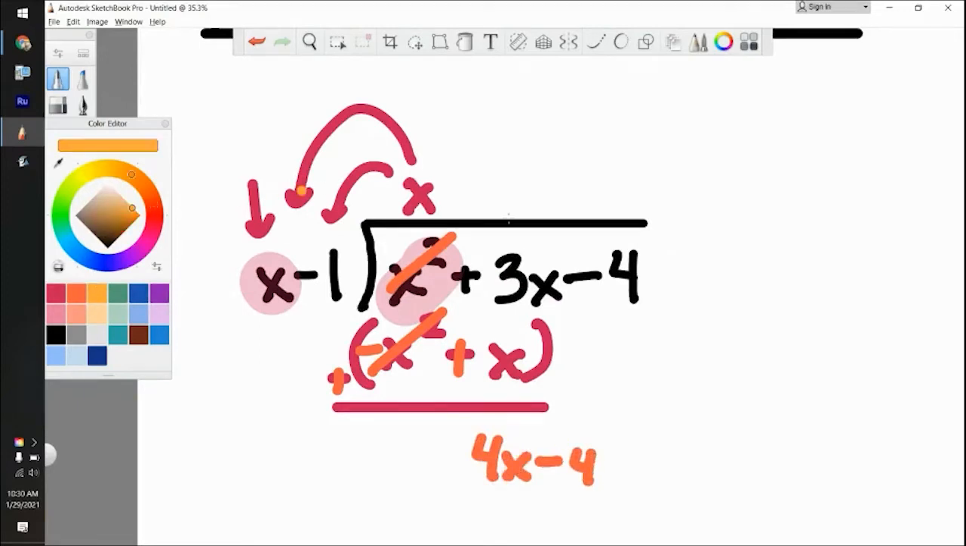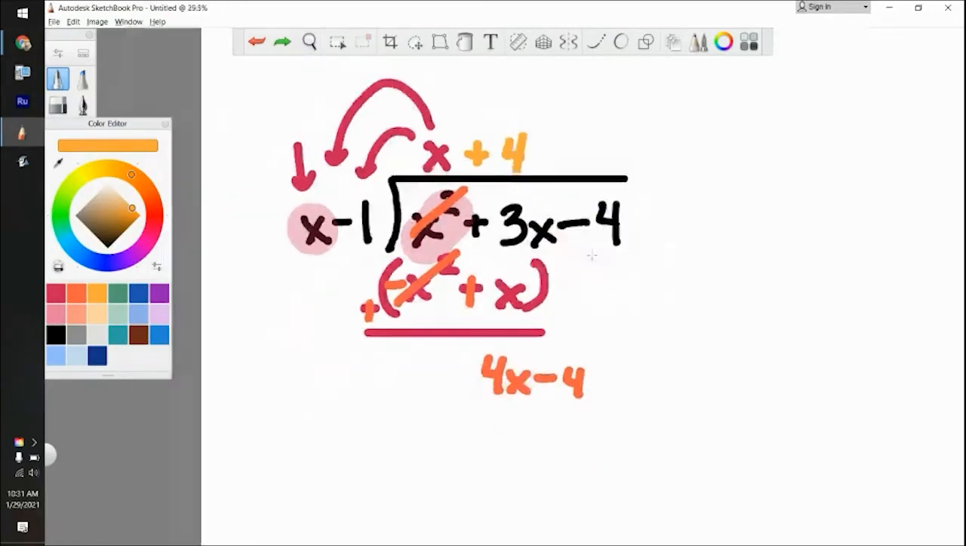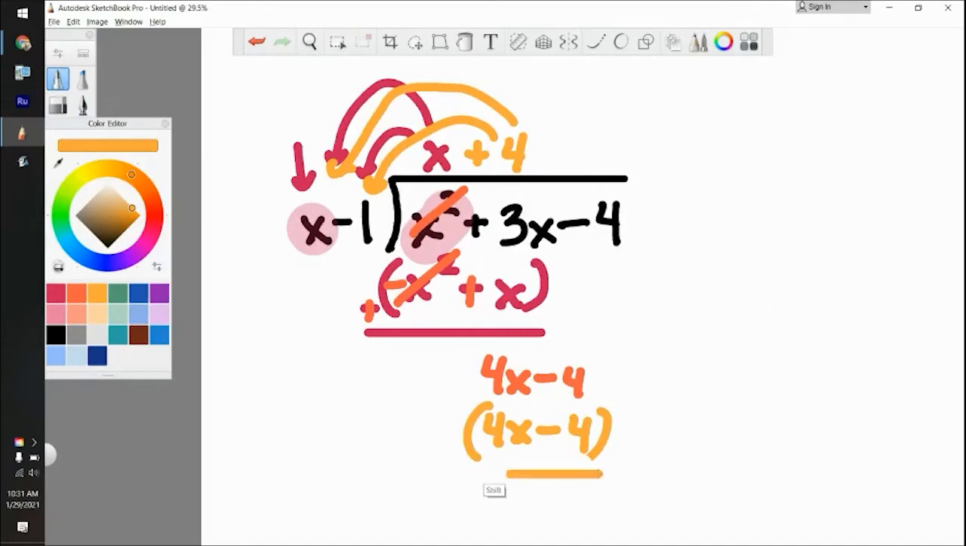Okay, and then up here you think, what do you multiply this x by to get 4x? Well, just 4. All right, so I'm going to put a 4x minus 4 in there because you multiply this 4 by each of these things over here. You get 4x minus 4. And then you subtract them again. And this one's kind of nice because you end up with no remainder, and you're done with the problem. So the answer for this one is x plus 4.